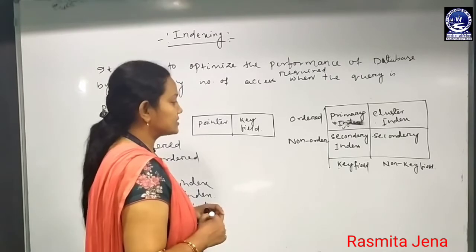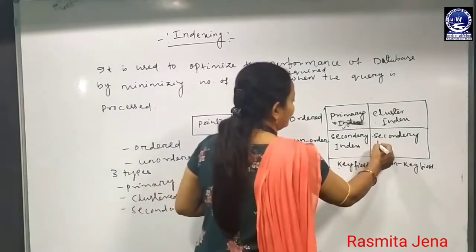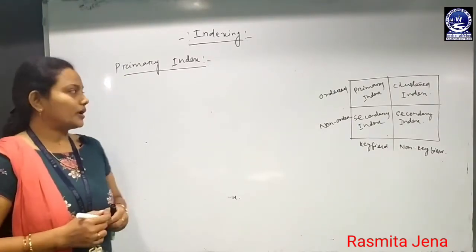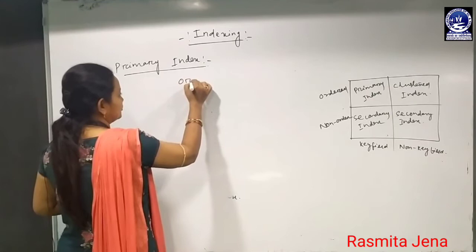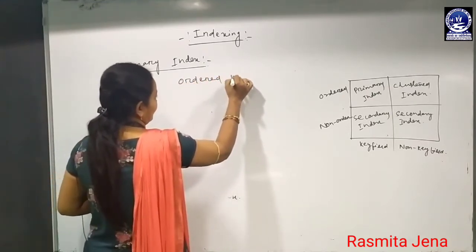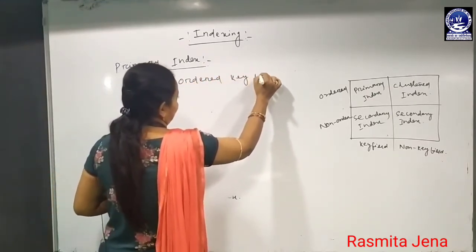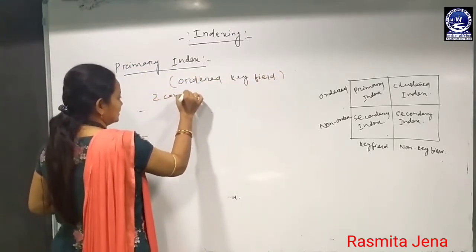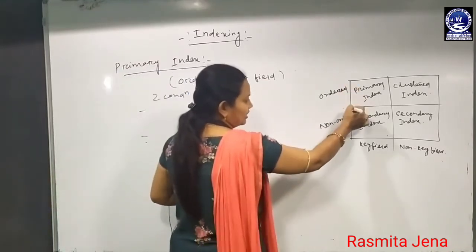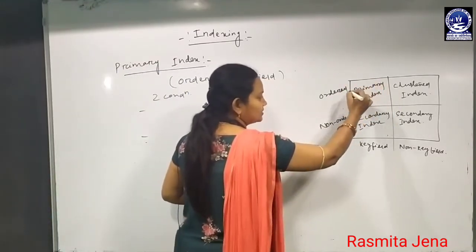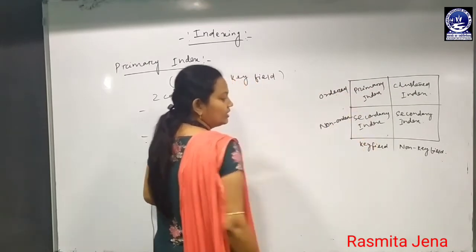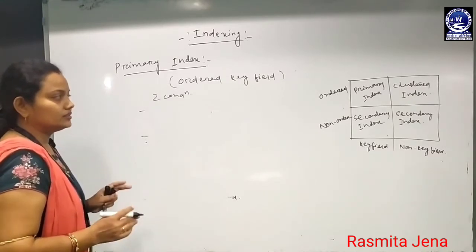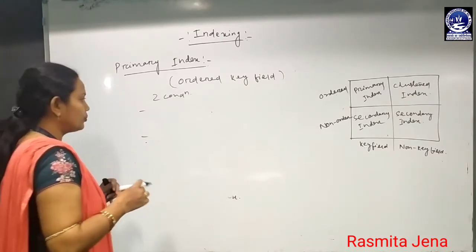Okay, let us discuss the first one, that is primary index. The primary index is based on the ordered key field. In primary index it must satisfy two conditions. The records stored in the hard disk must be ordered and there must be a key field. These are the two conditions that must be satisfied by the records where we want to apply the primary index.